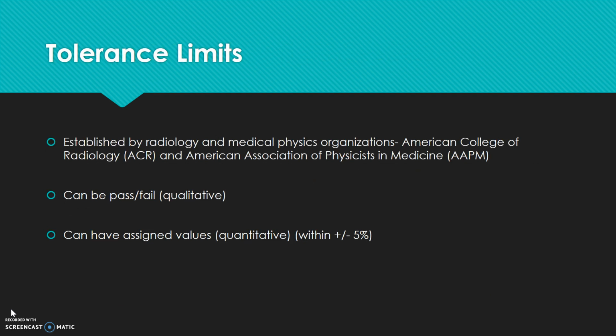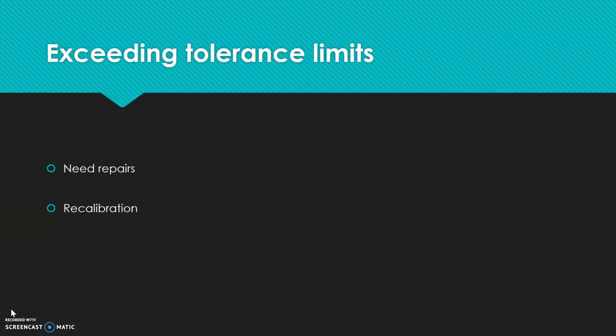Tolerance limits are established by radiology and medical physics organizations such as the American College of Radiology, also known as the ACR, and the American Association of Physicists in Medicine, also known as the AAPM. They can be on a pass-fail basis, which is qualitative, or they can have assigned values, such as within plus or minus 5%, which is quantitative. If the tolerance limits are exceeded, there is a need for repair or recalibration.